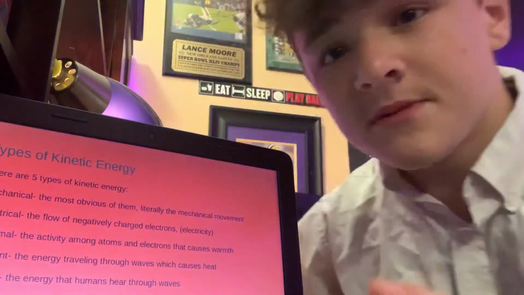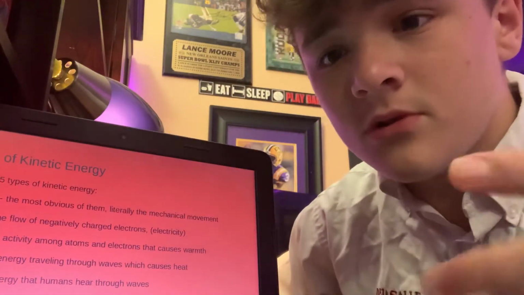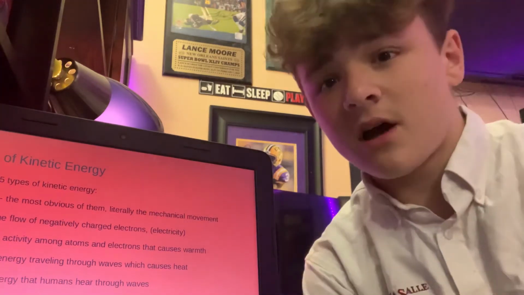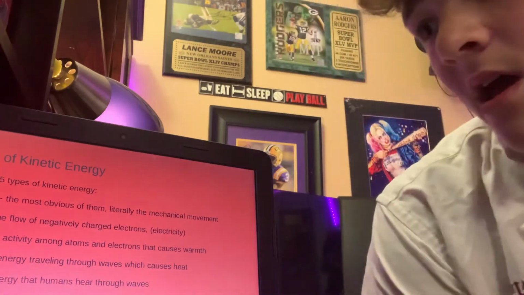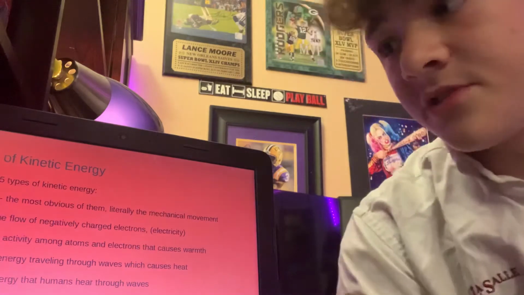And there are 5 types of kinetic energy, which are mechanical, electrical, thermal, radiant, and sound. Basically, mechanical is literally the most obvious. It's mechanical, you can see it. Electrical is the negative flow of electrons, also known as electricity.